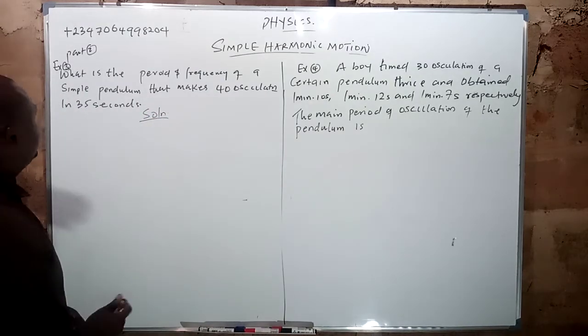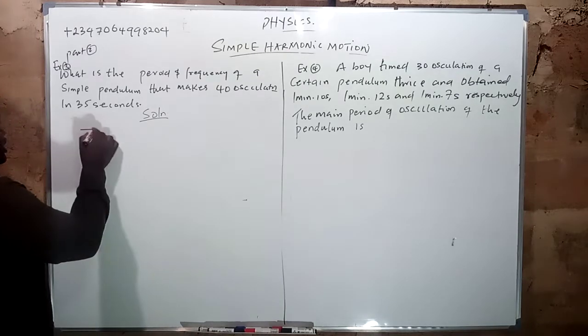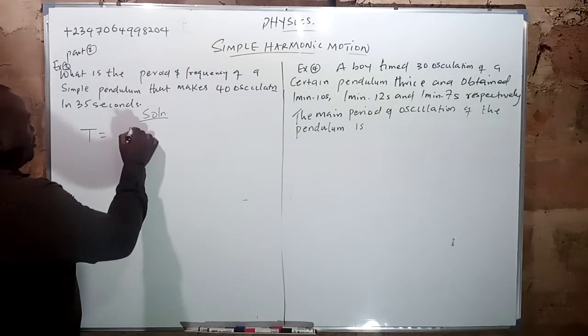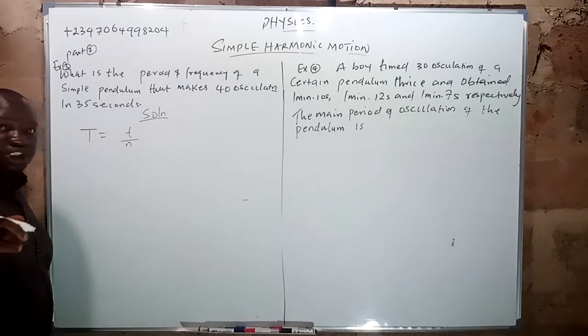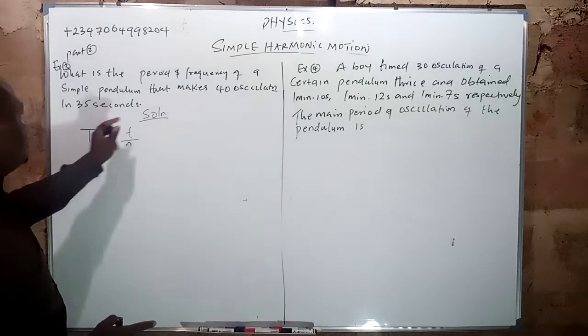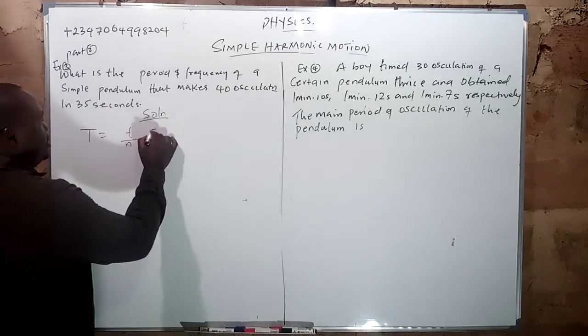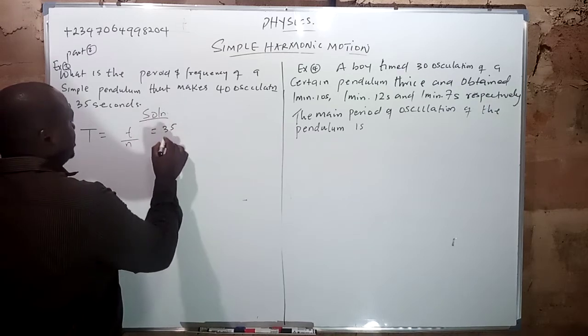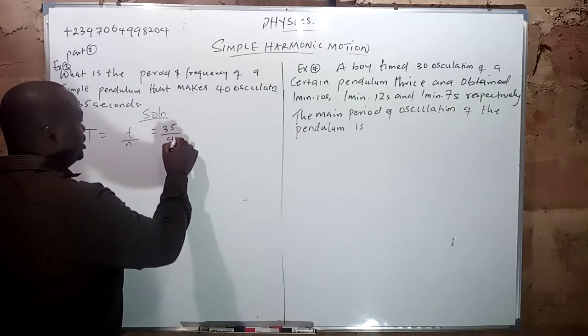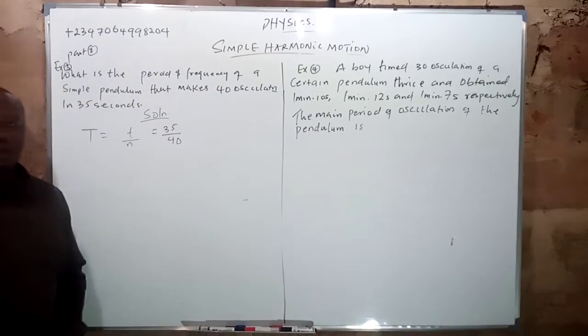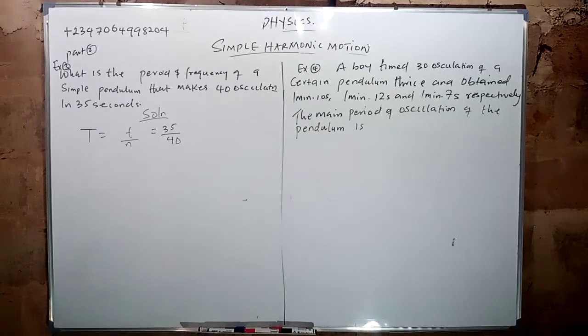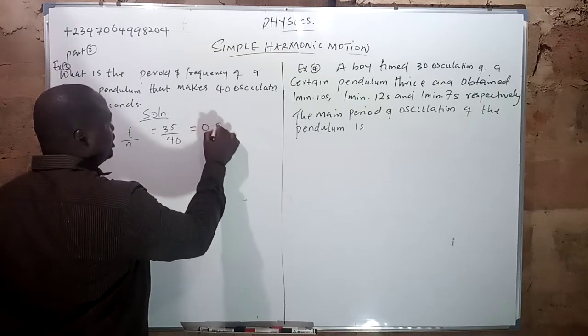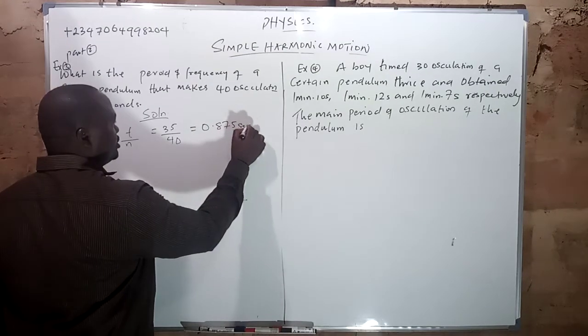The solution is, for you to calculate the period, we already said the period is time all over number of oscillations. And so from this, the time is 35 seconds all over the number of oscillations, which is 40. And then 35 divided by 40 should give you 0.875 seconds.